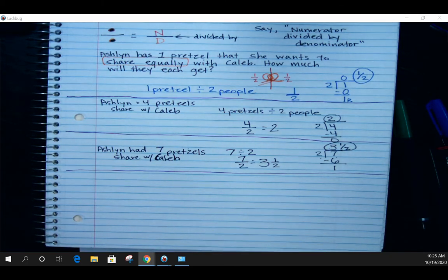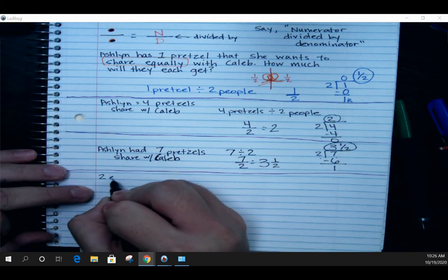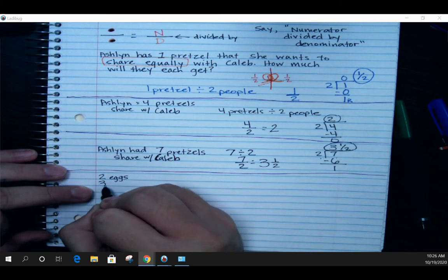Okay, I'm going to tell you a story. Ready? Mr. Best had 2 eggs. He scrambled the eggs to share with his 2 children. How many people? Me and my 2 children. 3. How many eggs? 2. So Mr. Best has 2 eggs for 3 people.